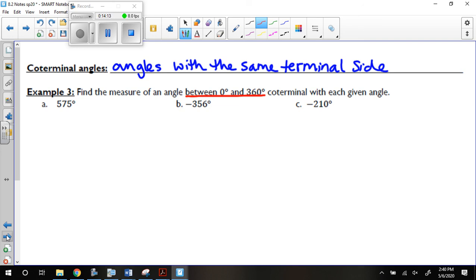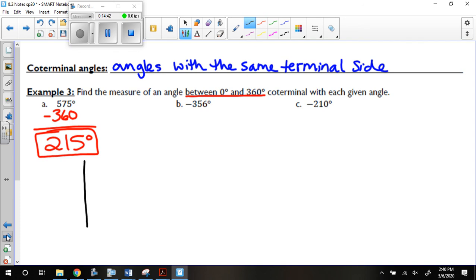And what we are going to do is either add a full rotation of 360 degrees or subtract a full rotation of 360 degrees. So in our case, we're going to subtract a full rotation of 360 degrees, which gives us 215 degrees. Okay, so 215 degrees is coterminal with 575 degrees. I'm going to show you a picture of that really quick.